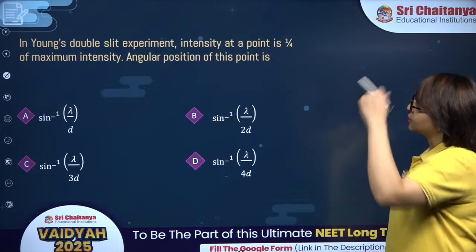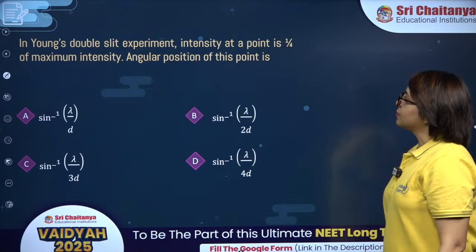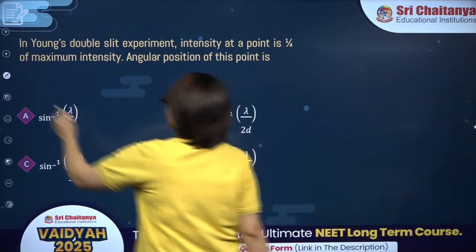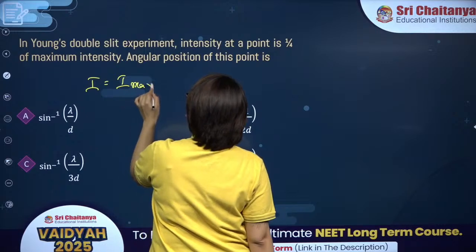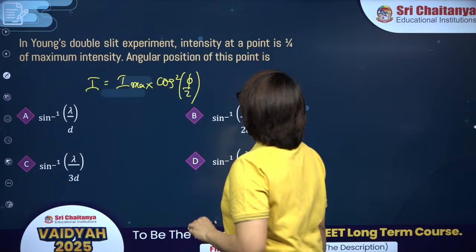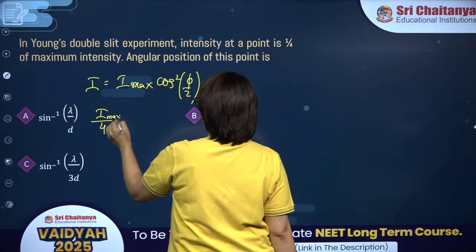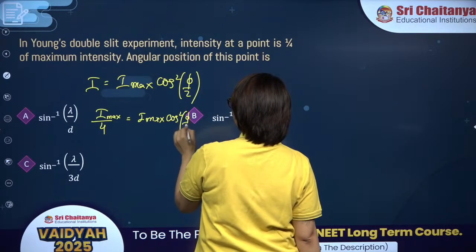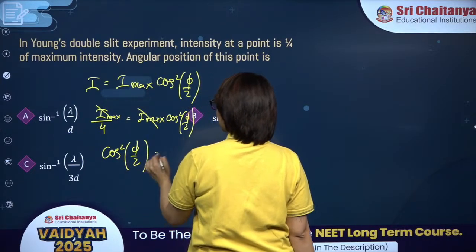In Young's double slit experiment, intensity at a point is 1/4 of the maximum intensity. What is the angular position of this point? You have to find the angular position theta of this point. So in this case, I is I max times cos square phi by 2, where phi is the phase difference. I is I max by 4, and it is I max times cos square phi by 2. I max cancels, so cos square phi by 2 will be 1 by 4.